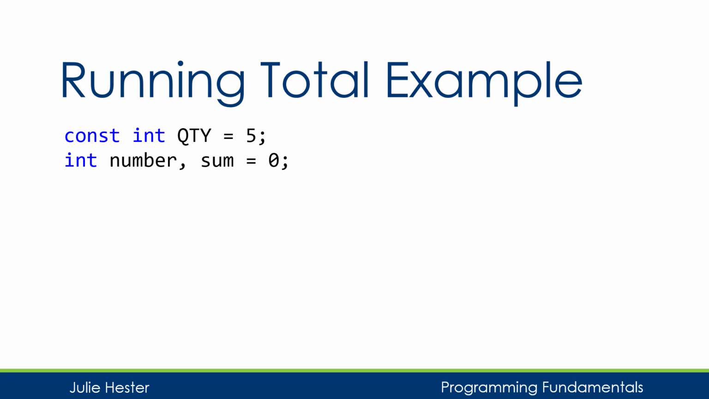A lot of times when we have a fixed number of items, we'll use a named constant for the number of values. In this case, I have a named constant called QTY for quantity. By convention, we'll often use all capital letters for our named constants. They stand out in our code. We know they're not a variable that we can modify. Now to create my running total, I need an accumulator variable. Here I'm using a variable named sum. And each number that I'm wanting to add, I will store in the integer variable number.